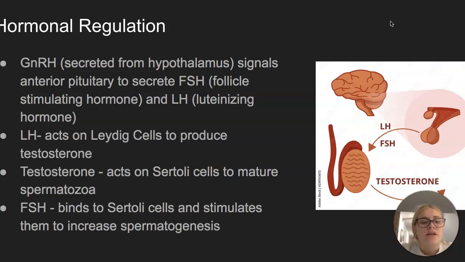parts of the testes. So LH is acting on Leydig cells, and it is signaling to them to produce testosterone, and then this testosterone will act on Sertoli cells, and it promotes the maturation of spermatozoa. And then FSH travels through the bloodstream and binds directly to the Sertoli cells, and it also increases spermatogenesis in a similar way to testosterone.